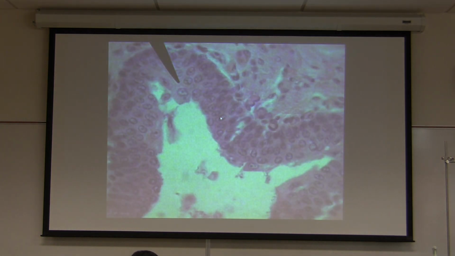Here's a high magnification of transitional epithelial tissue. They turn from squamous to columnar. That's what they call them. Transitional epithelial tissue.